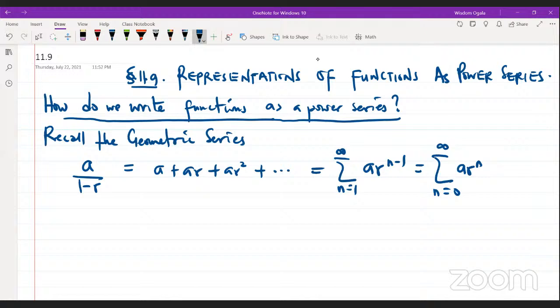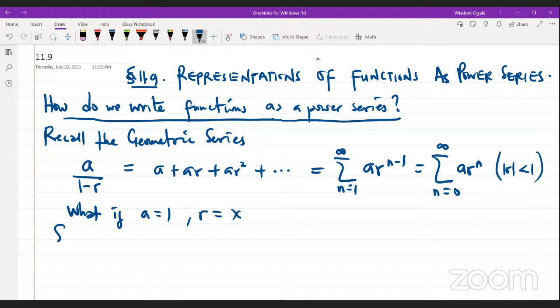Now, when does this converge? Remember, when the absolute value of r is less than 1. And when it does converge, we can find the sum. So a divided by 1 minus r is the sum of this geometric series. Of course, you can only find the sum when you're sure that it does converge. Now what if our a is 1 and our r equals x? What if our first term is 1 and our r is just x? Just plug in a and r into the equation you have on top.